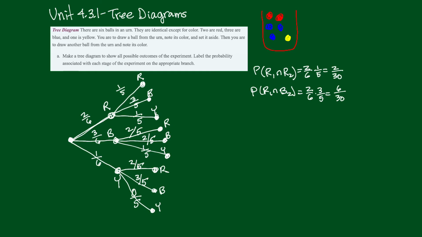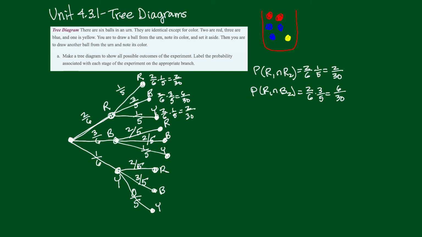Now what you might want to do, when you create this diagram, is right next to each possibility, just write those. So what we're going to get is 2/6 times 1/5, 2/30. Right here, I'll get 2/6 times 3/5, 6/30. Now what is this one here? This would be a red on the first and a yellow on the second. So that's going to be 2/6 times 1/5. So that's going to be 2 out of 30.